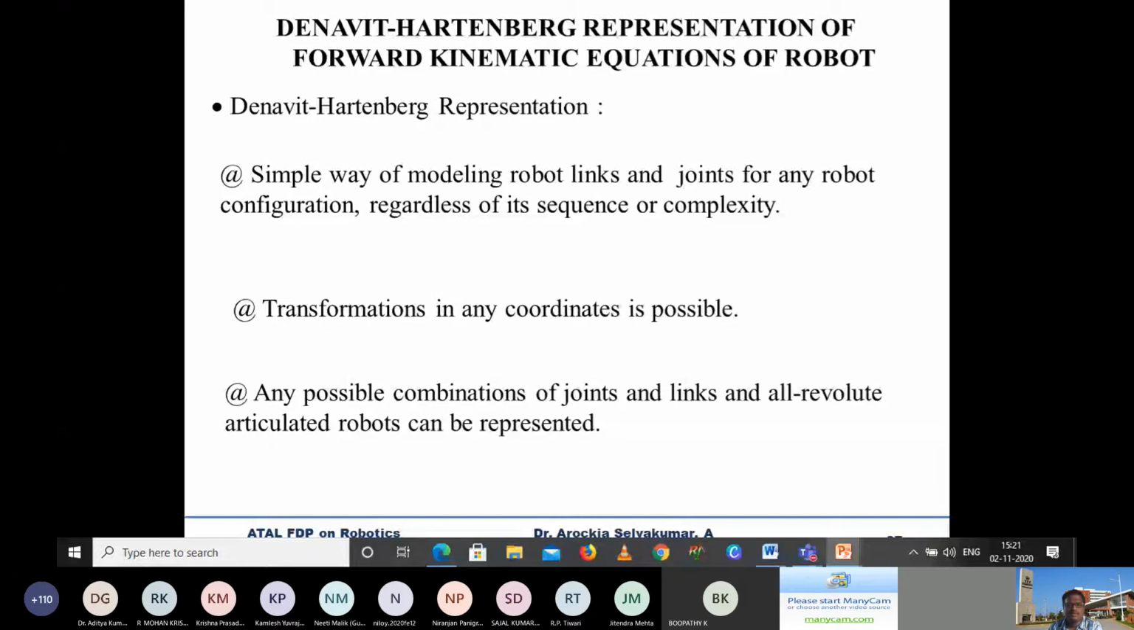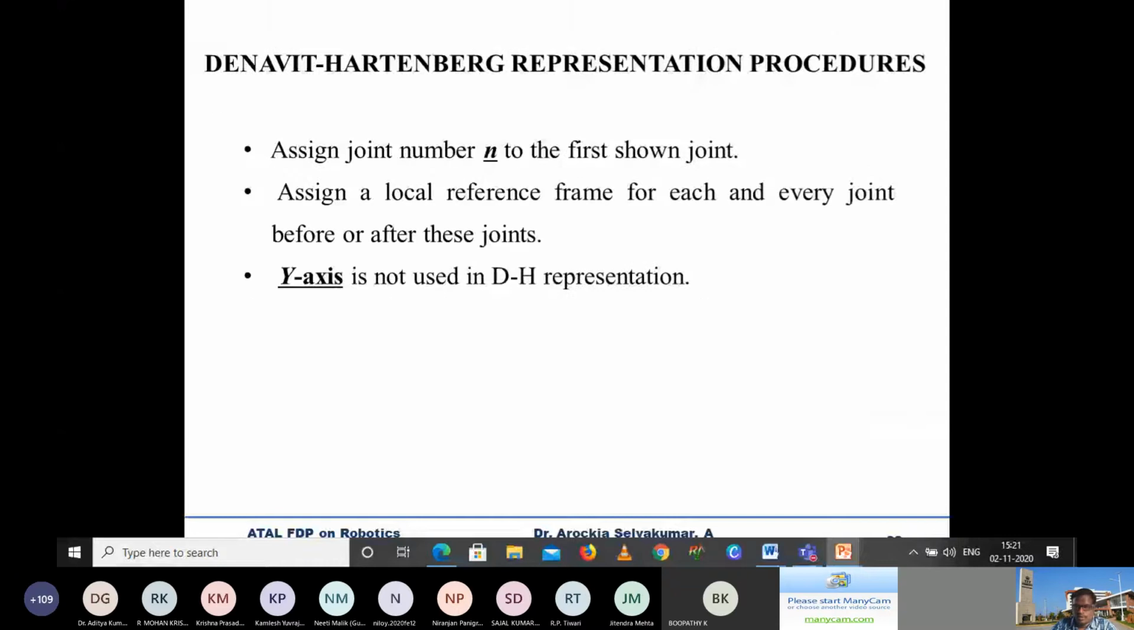Second, transformations in any coordinate are possible. Based on their method, the transformation in any direction is possible. And the third one is that any possible combination of joints and links and all revolute articulated robots can be represented. Here we have to note a point: any possible combination of joints and links and all revolute articulated robots can be represented. That is a very important point. We will see one by one so that you will understand.